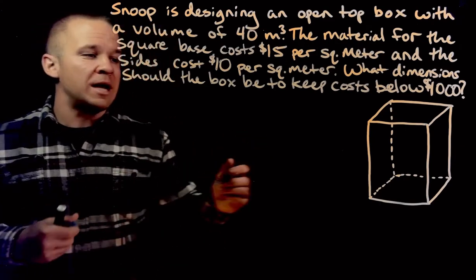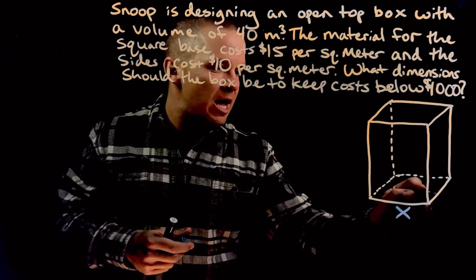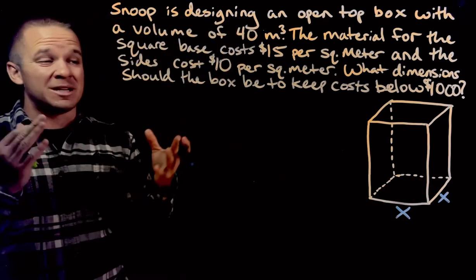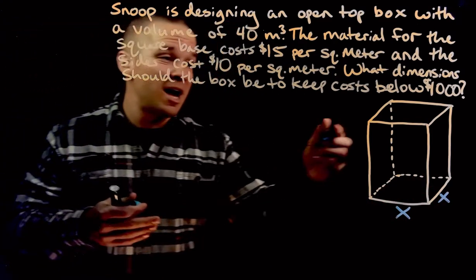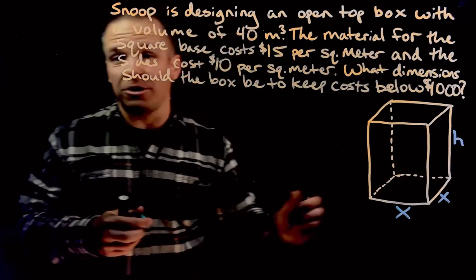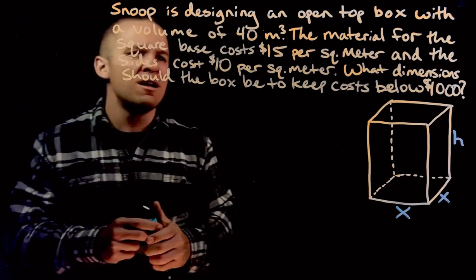So if it's a square base, I'm going to go ahead and label this. How about X and X right here? Those dimensions are going to be the same because it's a square. But then the height of my box, we'll go ahead and just say that it's going to be H, right? H is good for height. Yeah, I like that.